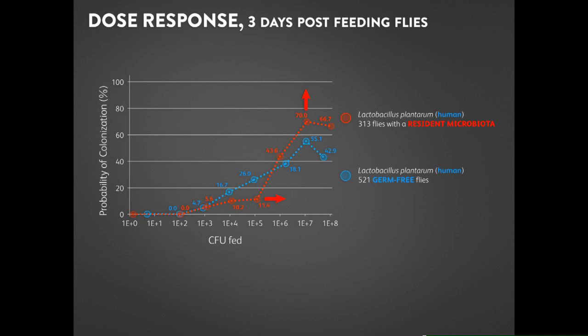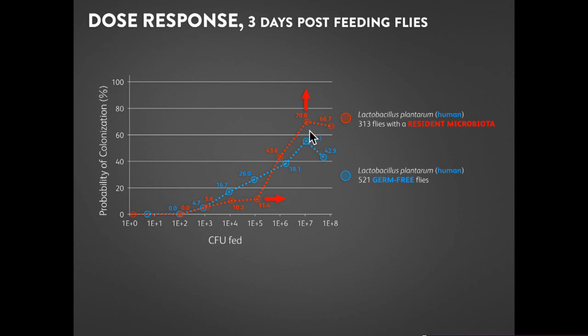But since the lab is interested in the microbiota, we fed conventional flies that have their resident microbiota with this strain of plantarum. And what we can see is that the curve is shifted, first to the right here, and that translates the fact that the bacteria have less chance to colonize the gut, which makes sense if you consider that a microbiota is already present, and so bacteria already occupy niches, so it's harder for the invaders to colonize.